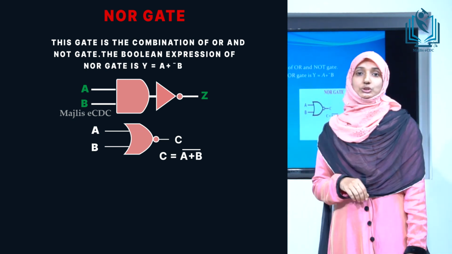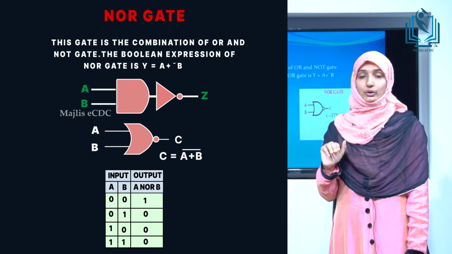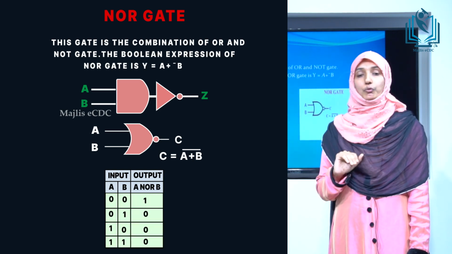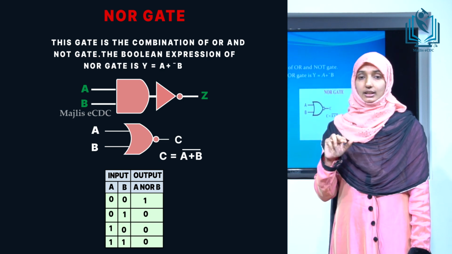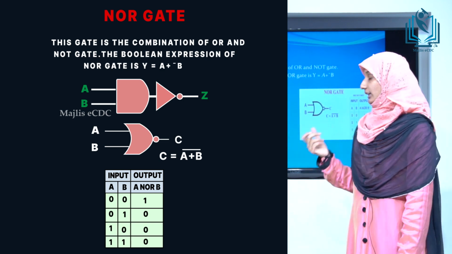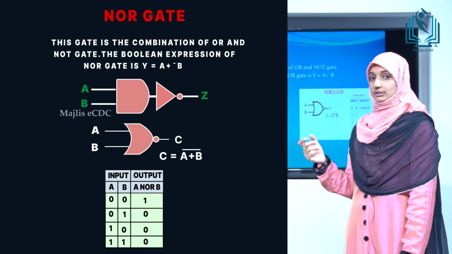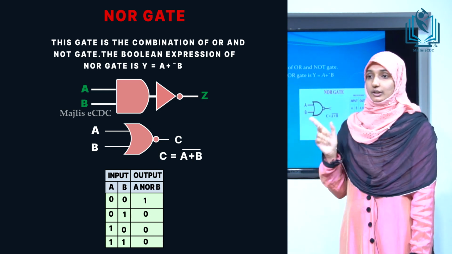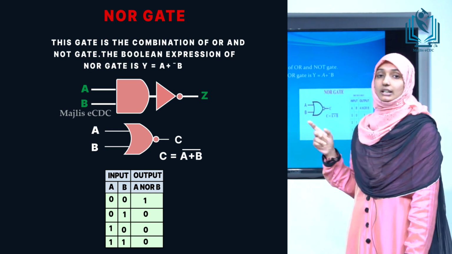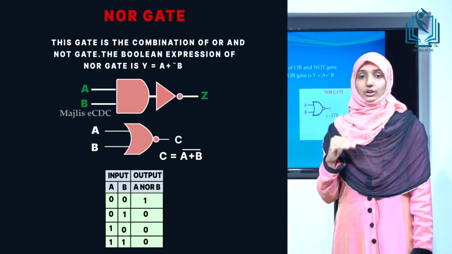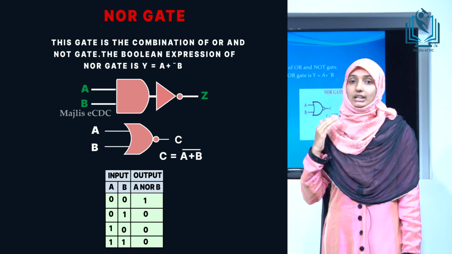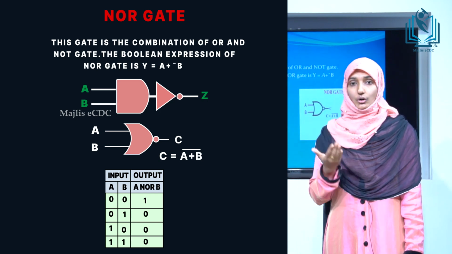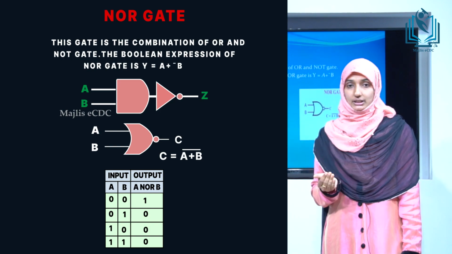Here is the truth table. It is a 2 input connection, A and B, so 2 raised to 2, 4 input combinations: 0 0, 0 1, 1 0 and 1 1. The output of the NOR gate attains the state 1 if both the inputs are in the 0 state. In all other cases the output of the NOR gate will be 0. That means it performs the complement of the OR gate.